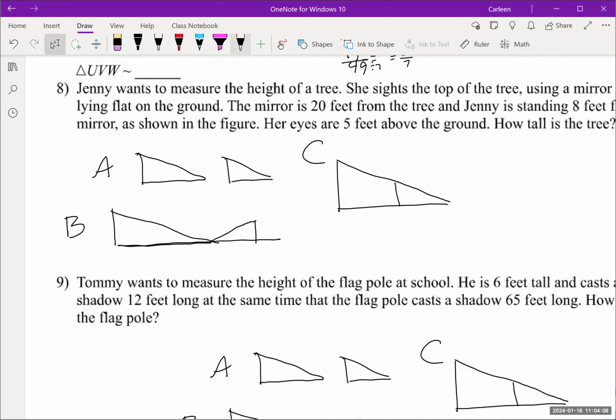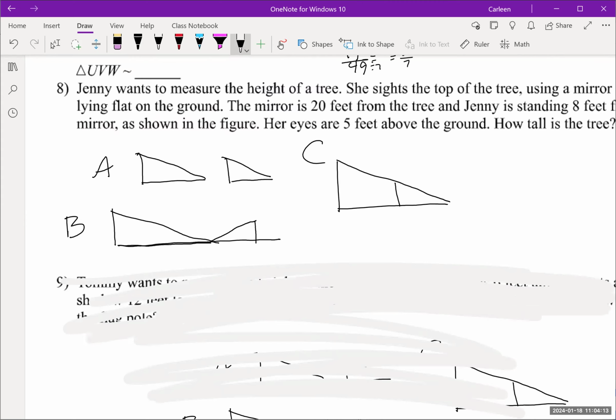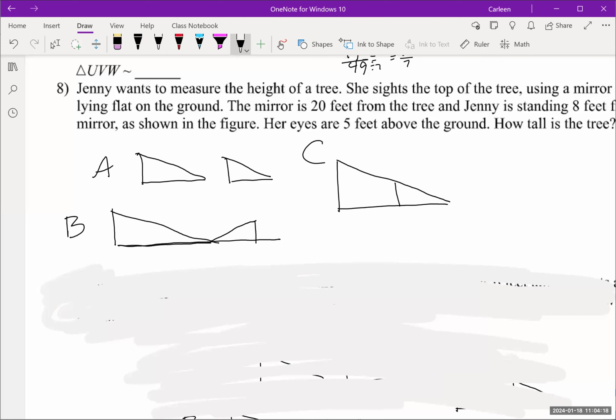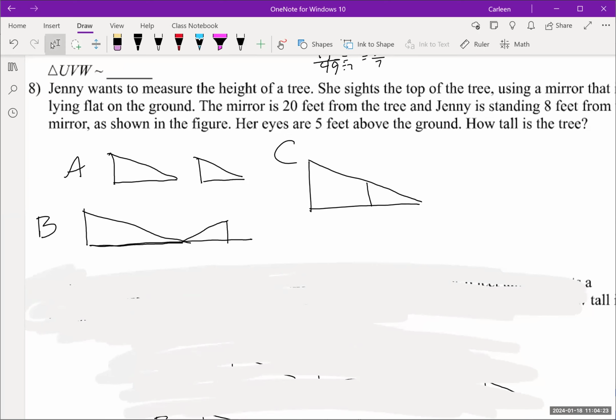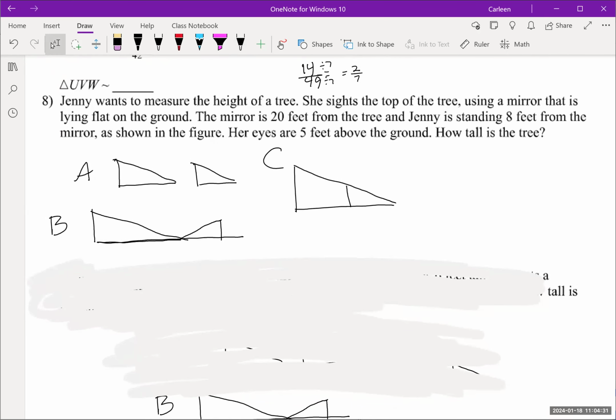Number 8. Let's focus. I may be the one that needs to focus. Sorry, it looks like scribbling. Okay, let's take a look at this. Jenny wants to measure the height of a tree. She sights the top of the tree using a mirror that is lying flat on the ground. The mirror is 20 feet from the tree and Jenny is standing 8 feet from the mirror, as shown in the figure. I didn't give you the figure. Sorry. Her eyes are 5 feet above the ground. How tall is the tree?